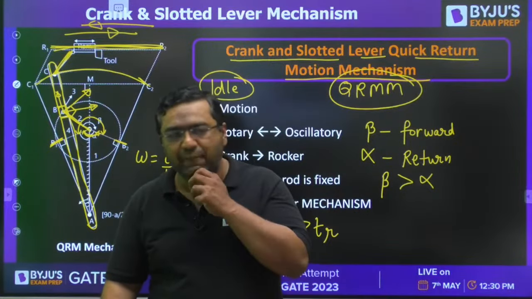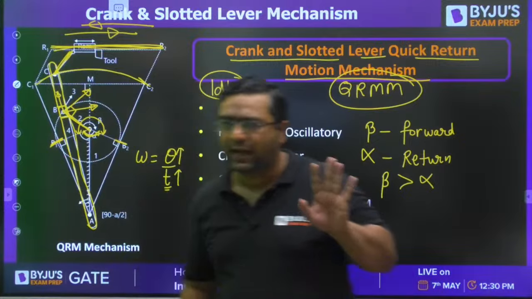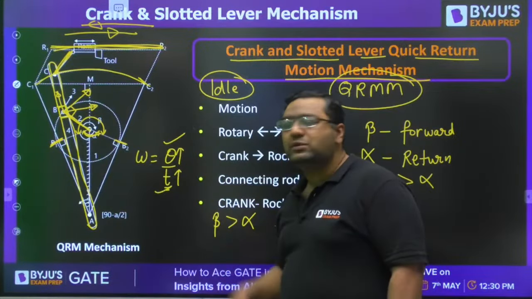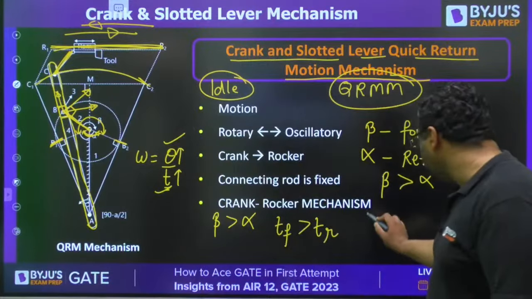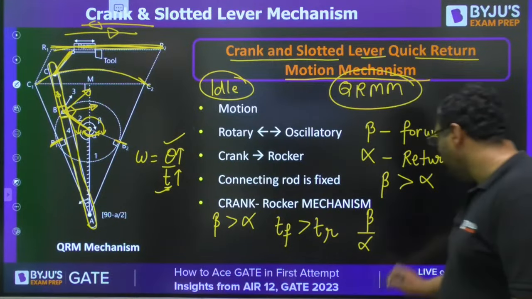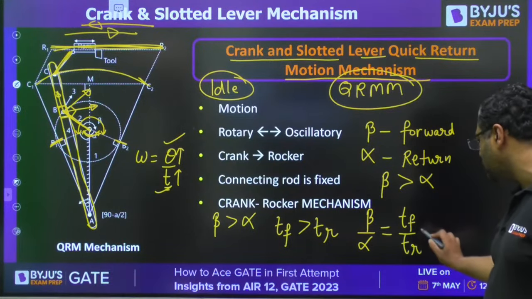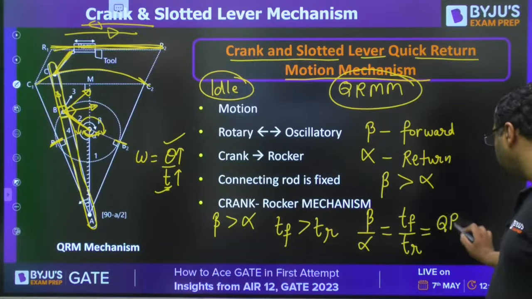So we discussed the basic and the science behind that. What is the science? Increase the angle, time will increase. Reduce the angle, time will reduce. And this ratio beta by alpha, which is also written as time required for forward to time required to return stroke, this is said to be quick return ratio.